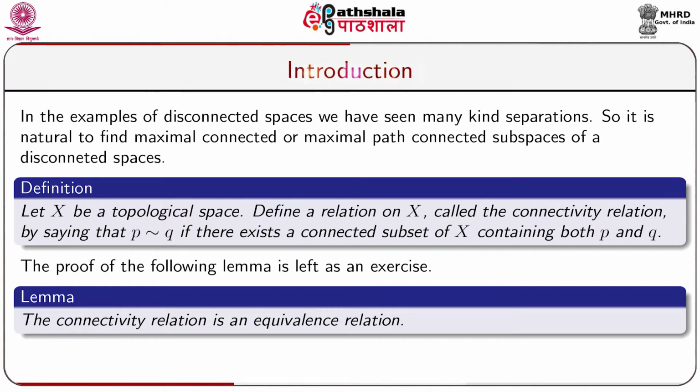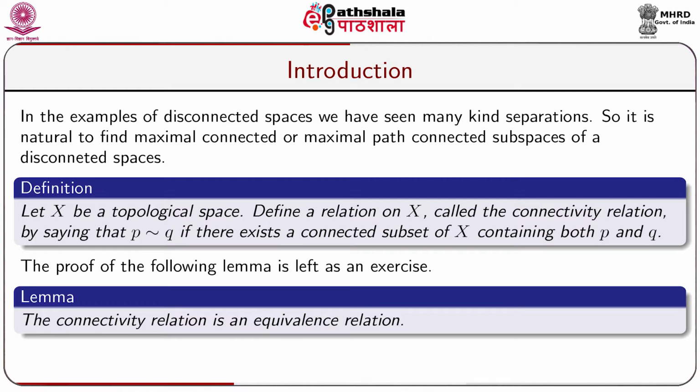We can prove that the connectivity relation is in fact an equivalence relation. It is not difficult to prove. In fact, reflexivity and symmetry come for free. We have to say something about transitivity. For transitivity, let P and Q be related and Q and S be related, where P, Q, S are 3 points of the topological space X.